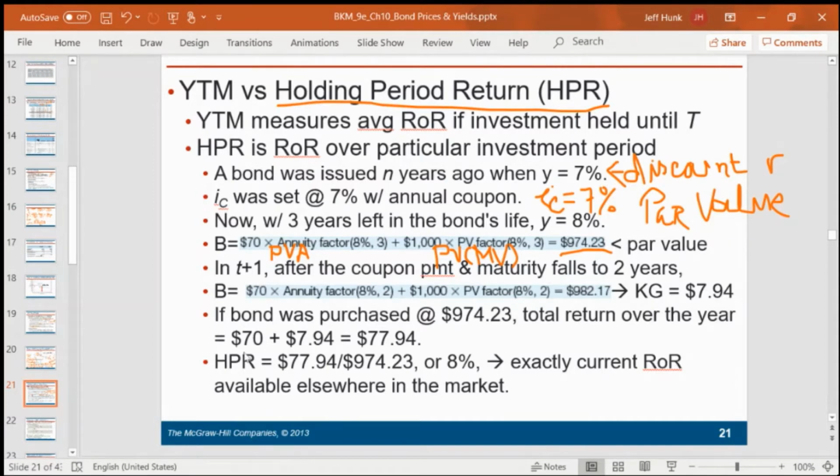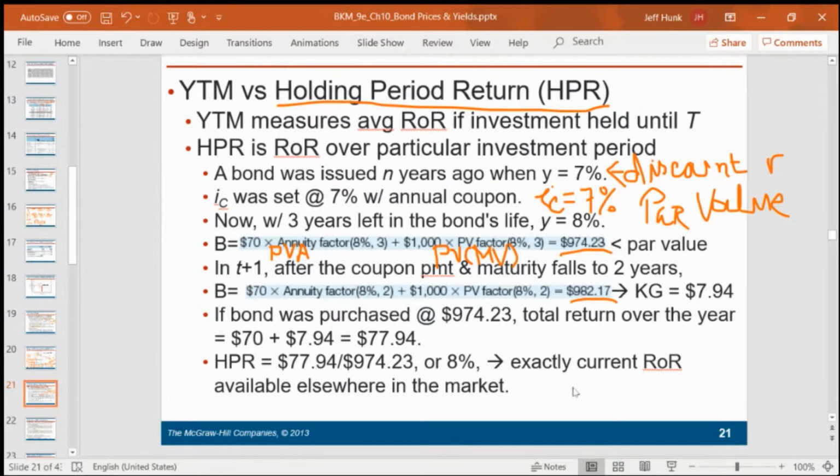So with 3 years left, now this is the bond price, but at time t plus 1, that means 1 year after, which means with 2 years left, after the coupon has been paid, maturity falls to 2 years. Then the price will be, once again, if you calculate this, 982.